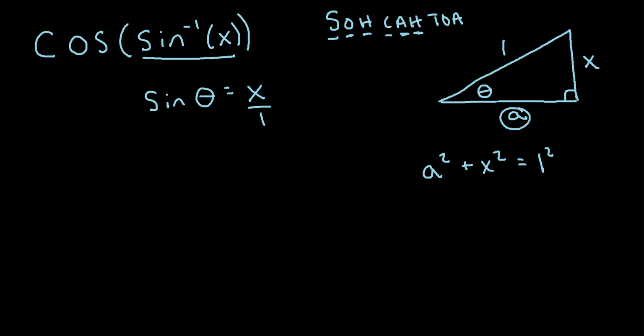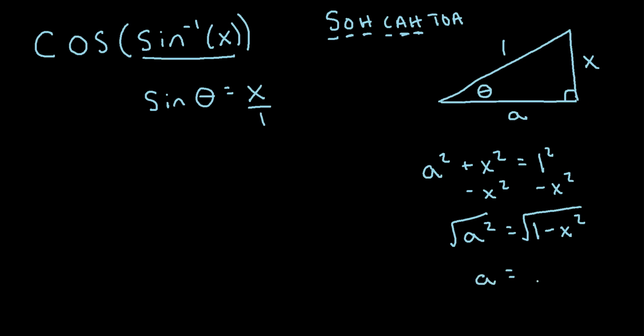Remember, we're trying to figure out what a is, so we're going to solve for a here. So we can subtract an x squared from both sides, and we get a squared is equal to 1 squared, which is just 1, so we'll say 1 minus x squared. And to solve for a, we can take the square root of each side, so we get a is equal to the square root of 1 minus x squared. So this a right here is really the square root of 1 minus x squared.